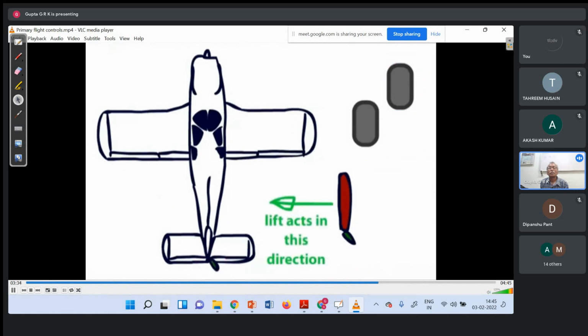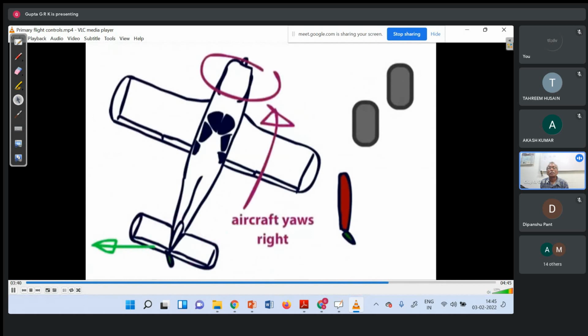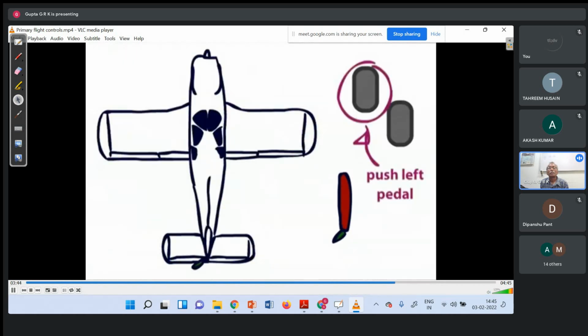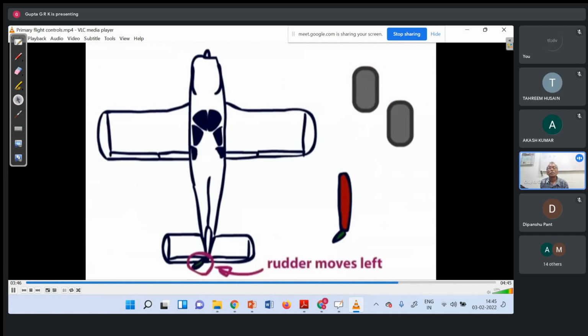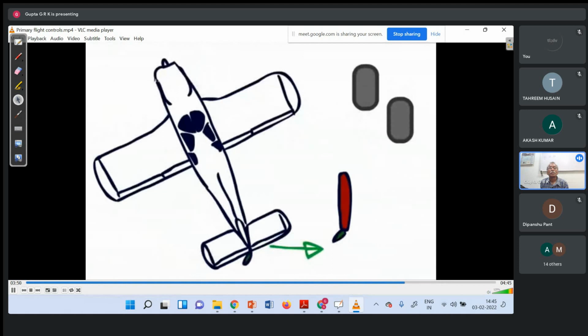This will cause lift to act on the horizontal stabilizer in this direction, which will pull the tail over here. This yaws the aircraft to the right. If you push the left rudder pedal, the rudder will move left. Lift then pulls the tail over this way, and the movement of the tail causes the aircraft to yaw in the desired direction.